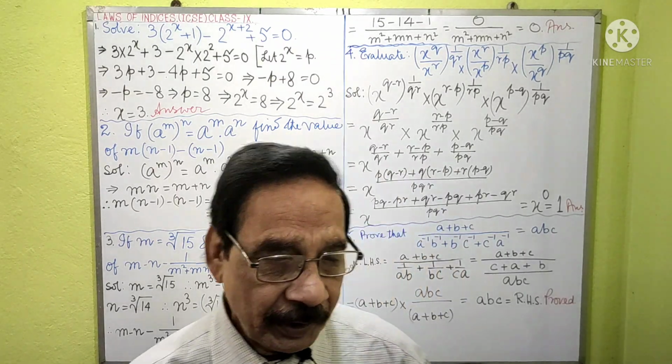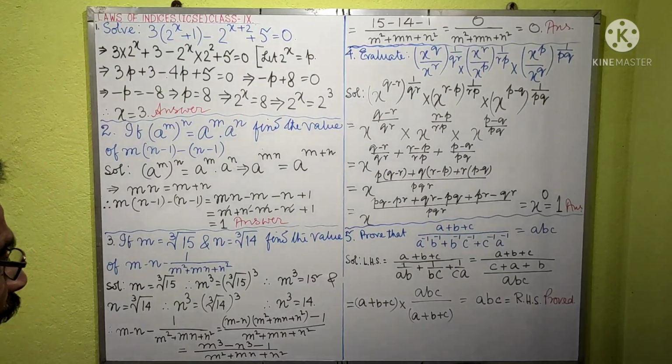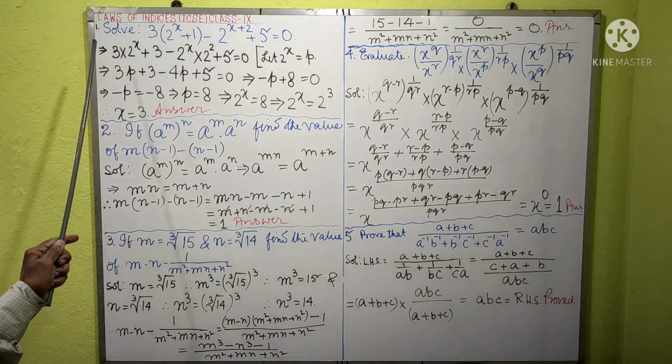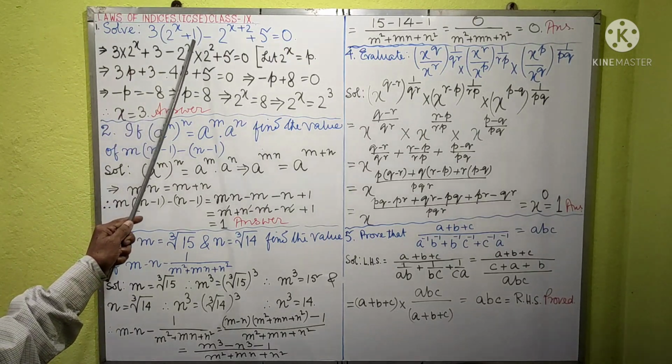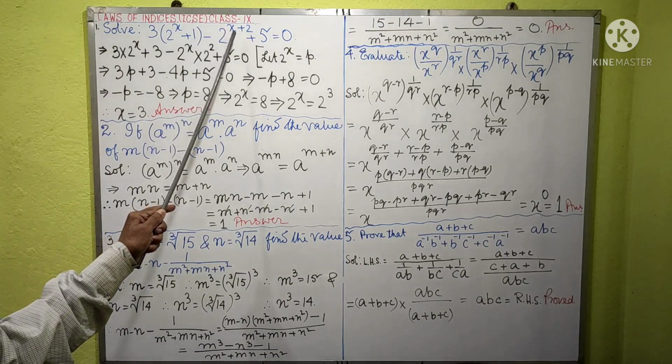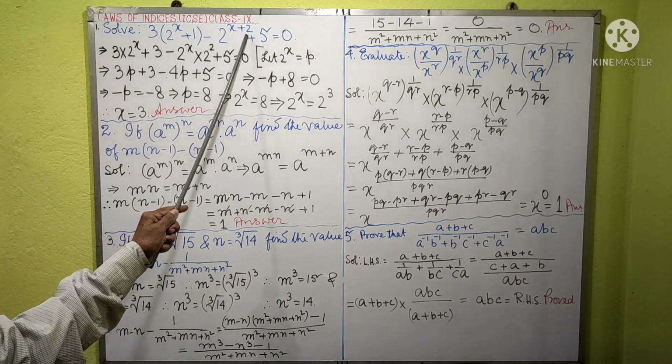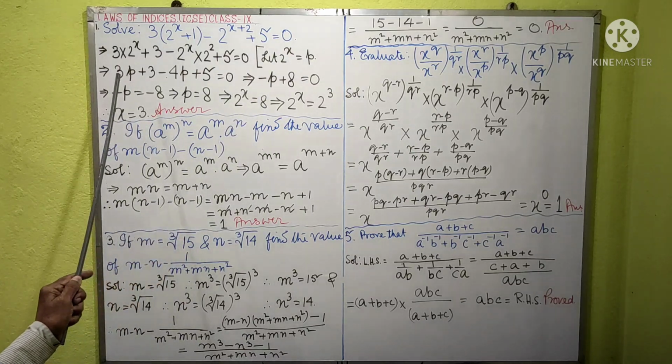Today you will get 5 solved problems. The first one: solve 3 into 2 to the power x plus 1 minus 2 to the power x plus 2 plus 5 equal to 0.